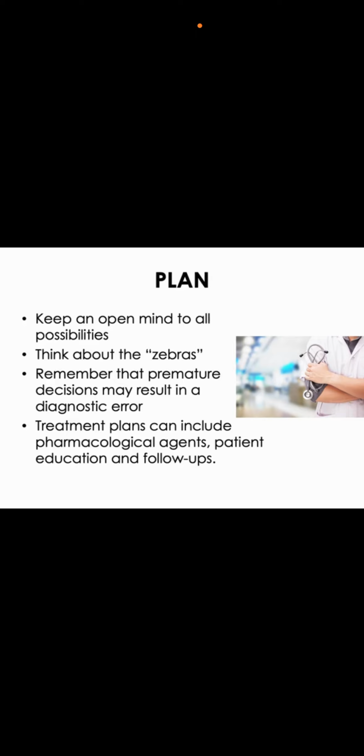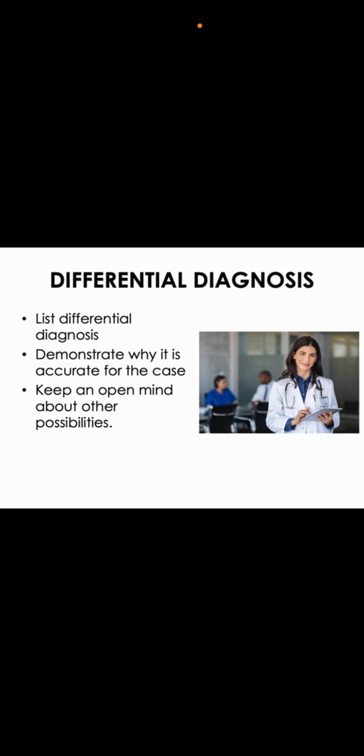So in determining your likely diagnosis, it's important to keep an open mind at all times. You also want to be able to list your differentials. You want to rule in or rule out based on your knowledge of your pathophysiology or health assessment that you performed. You want to be able to demonstrate why this is accurate for the case. And keep an open mind about other possibilities. I talked about zebras. And if this patient needs to go to someone else or maybe a specialist, you should be able to make this decision at this point.